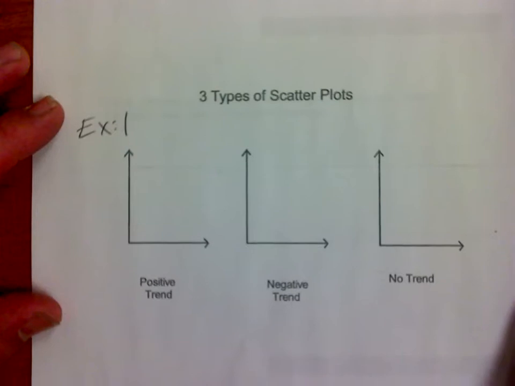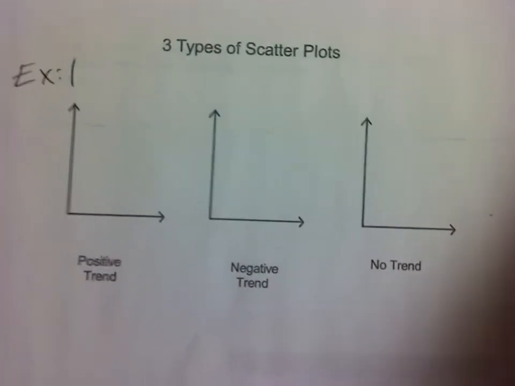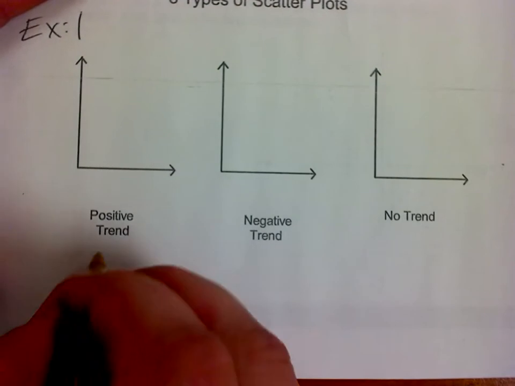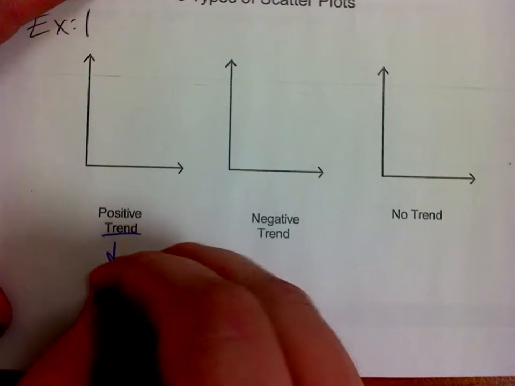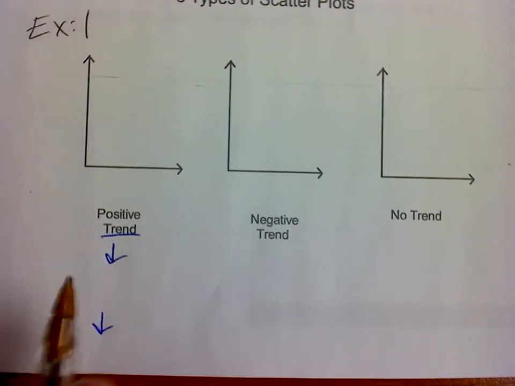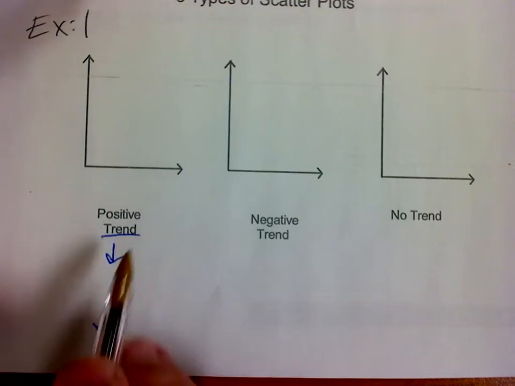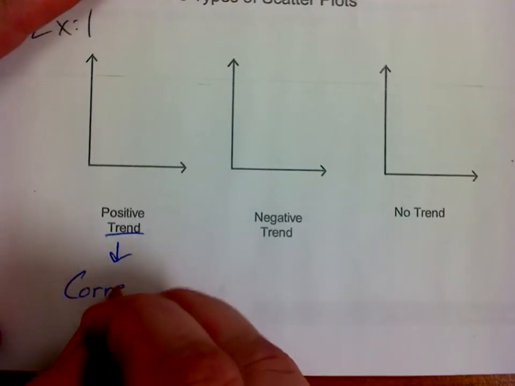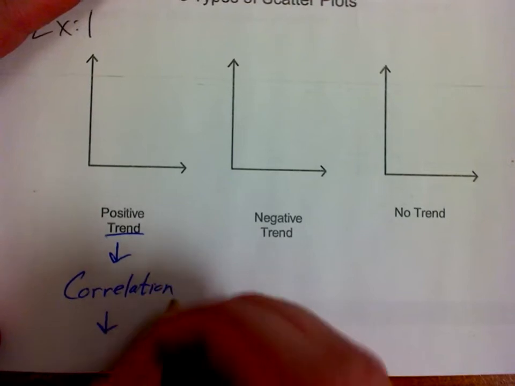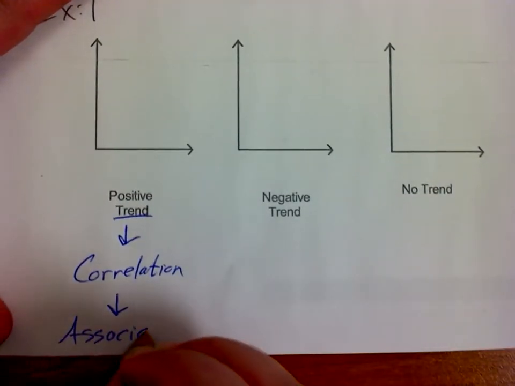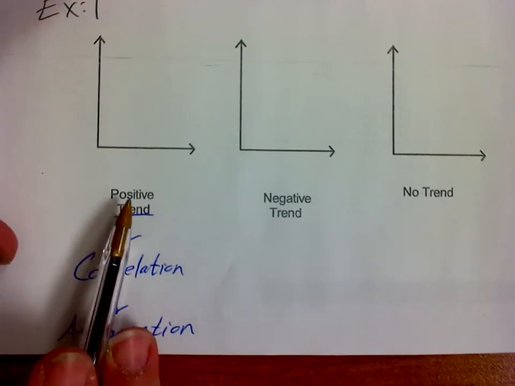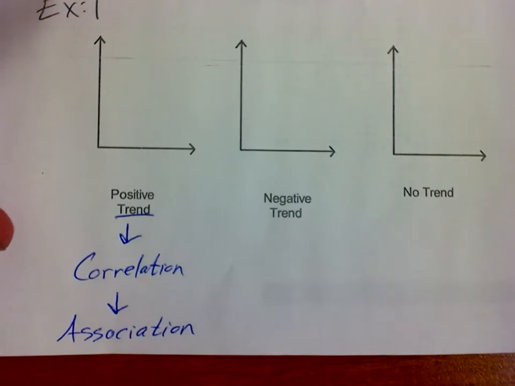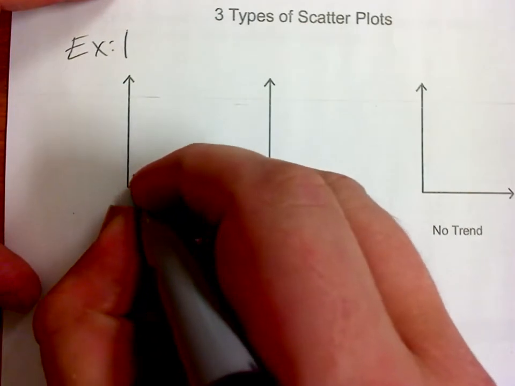All right, now, there's three types of scatter plots we could end up having: a positive trend, negative trend, and no trend. Before I get going here, there is something we want to talk about with trend, because there's actually three ways they might say it. They might say trend. Another word that we could see is correlation. Another word we might be seeing is association. But the thing we have to remember is all three of these pertain to the same thing: positive, negative, no trend.